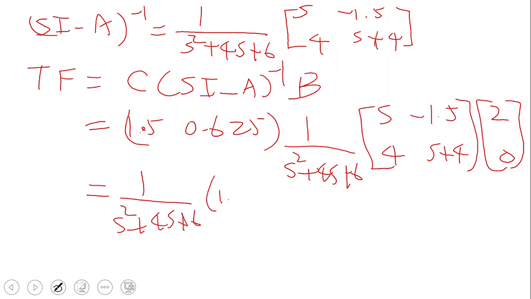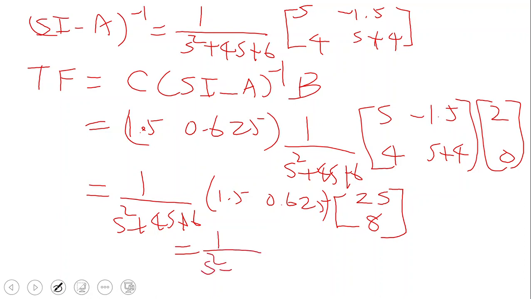Normal matrix multiplication only. So 1.5, 0.625. Therefore, this we have to multiply. Therefore, 2s, so you get 2s, correct? And this when you do it is 8. So 2s and 8. Therefore, the next step, 1 by s square plus 4s plus 6. And if you multiply, this is 3s. So 8 into 0.625 is 5. Therefore, it is 3s plus 5 by s square plus 4s plus 6.